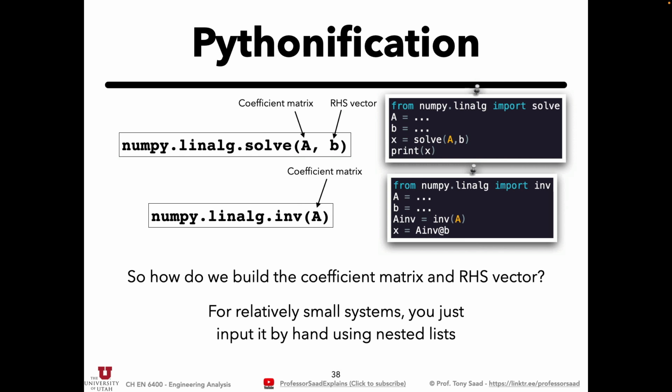For larger systems, there's two situations. If you are deriving the system of equations from a known differential equation, like the heat equation, fluid flow equations, pressure equation, etc., the coefficient matrix has a repetitive structure. And we know how to build this with a few lines of code. Okay, I'll show you this in a little bit.